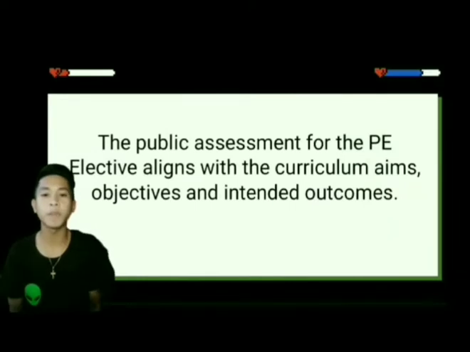In addition, this public assessment is also aligned with the field of a physical educator. Why? Because they are not only going to have written examinations, but of course they also have practical examinations in order to assess their abilities. For example, if you are going to assess the student on how they play volleyball, they must perform the basic skills of it.